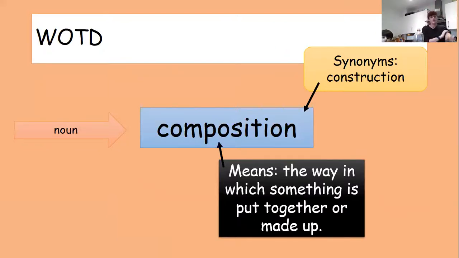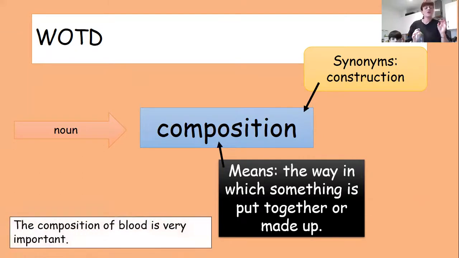All right, quick word of the day. You know that I used to do the English, and so therefore I love a bit of word of the day. Don't want you to write this one down, but I wanted to talk through the word composition because it's crucial that we're using scientific language when we're doing a scientific lesson. So composition means the way something is put together, okay? It's a noun, it's a thing. Another word that means the same thing is construction, so how something is built. So the composition of blood is very important.